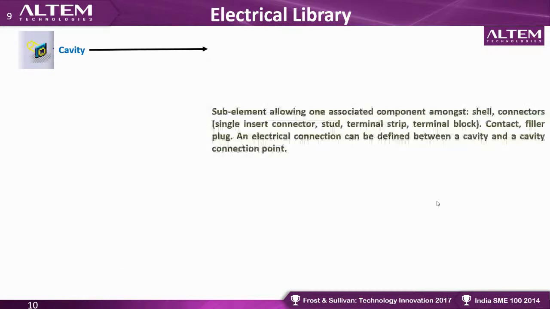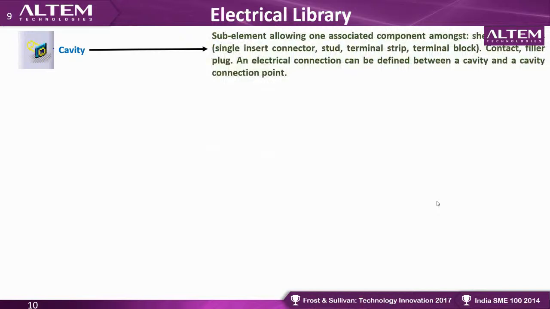So after defining these components, we will have to apply some properties, or we will have to again define it with some points to ensure the electrical compatibility. So for that, we will define cavity in the component. So cavity is a sub-element allowing one associated component amongst shell, connectors, single insert connector, contact, filler plug, and electrical connection can be defined between a cavity and a cavity connection point.